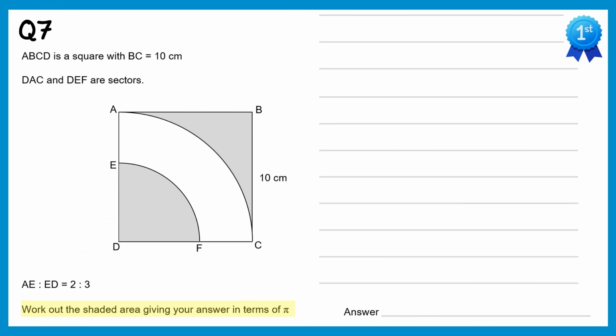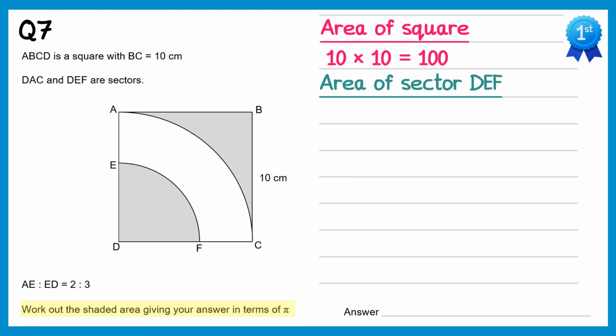In this question, we need to work out the shaded area, again given the answer in terms of pi. So we'll start with the square. The area of the square is just 10 times 10, which is 100. Now let's look at one of the sectors, the sector DEF, that's this one here. To find the area of a sector, you need to know its radius. Now in the question, we're given a ratio AE to ED is 2 to 3. Now if you double this ratio, you end up with 4 to 6, and you'll notice 4 plus 6 equals 10, which is the length of one of the sides of the square. So AE must be 4 centimeters and ED must be 6 centimeters.